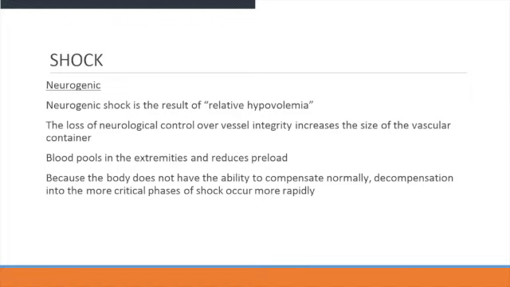Blood pools in the extremities and reduces preload. So with the container getting too big, it's not able to push it back out of the extremities. Cardiac output is not strong enough to push that fluid out of the capillaries so it can return to the circulatory system. Therefore, this affects your preload. Because the patient's body does not have the ability to compensate normally, decompensation into a more critical phase of shock occurs more rapidly.